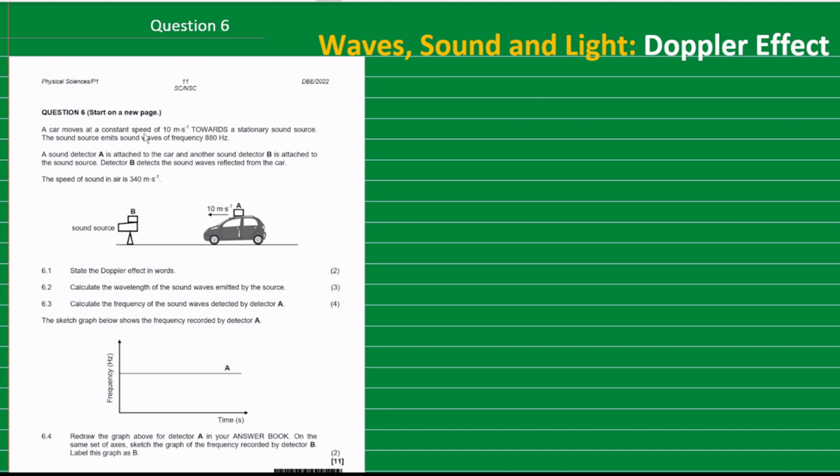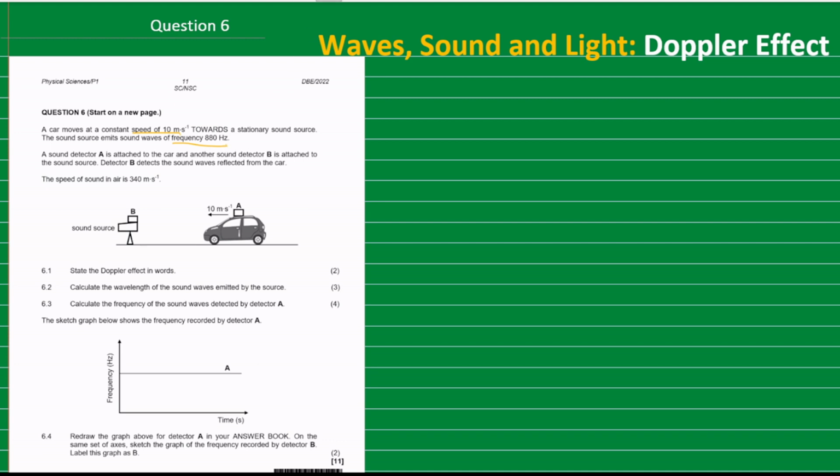A car moves at a constant speed of 10 meters per second towards a stationary sound source. The sound source emits sound waves of frequency 880 Hertz. So we are given some data as usual, as is always the case in physics. Speed 10 meters per second, frequency 880.